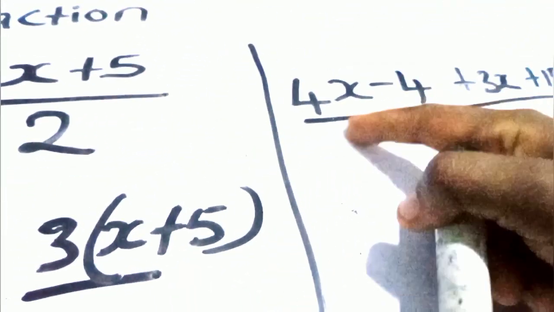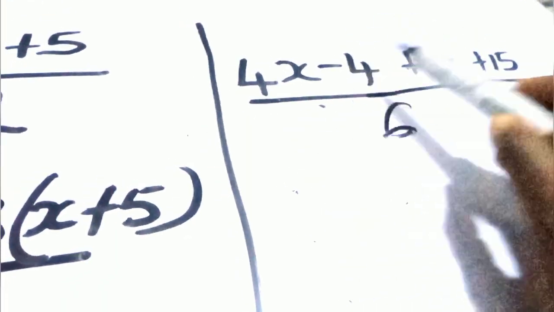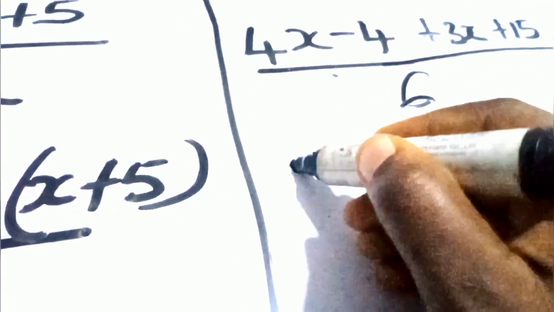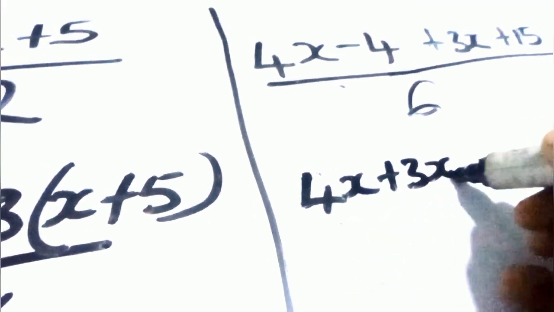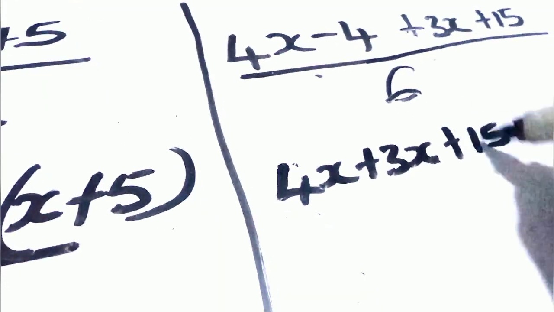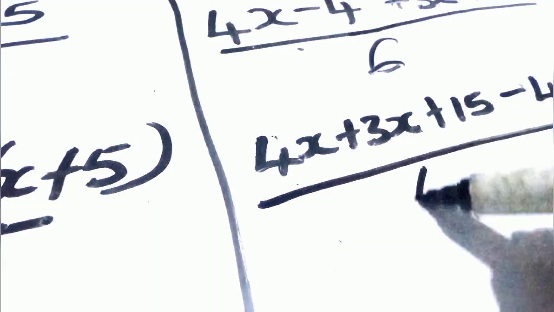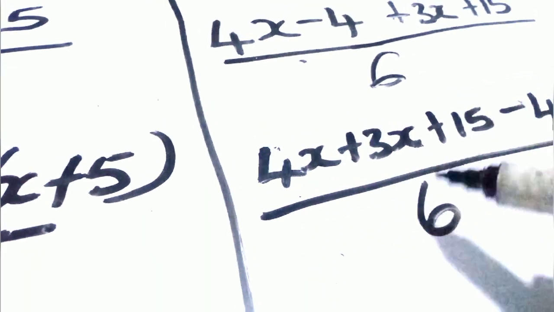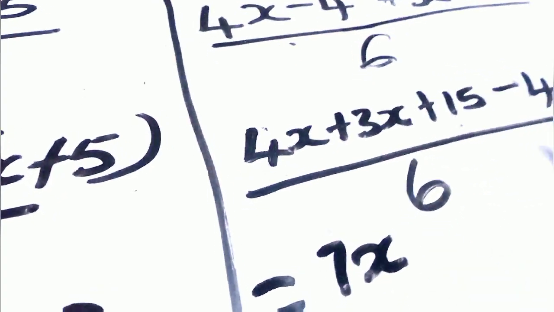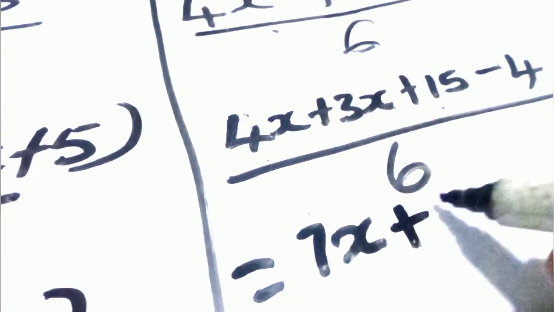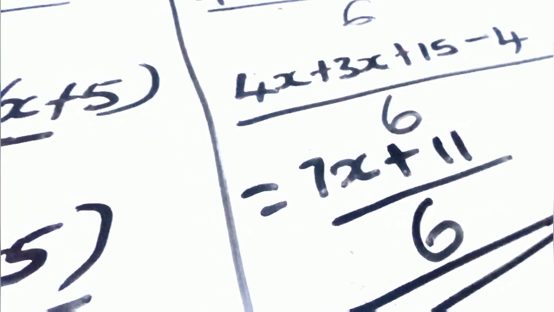I'm using 6 because both of them have 6 as a denominator. Now we can collect like terms together. 4x and 3x are like terms, minus 4 and 15 are like terms. So we have 4x plus 3x plus 15 minus 4 all over 6. So 4x plus 3x will give me what? 7x. 15 minus 4 will give me what? 11. So plus 11 all over 6. This becomes the final answer.